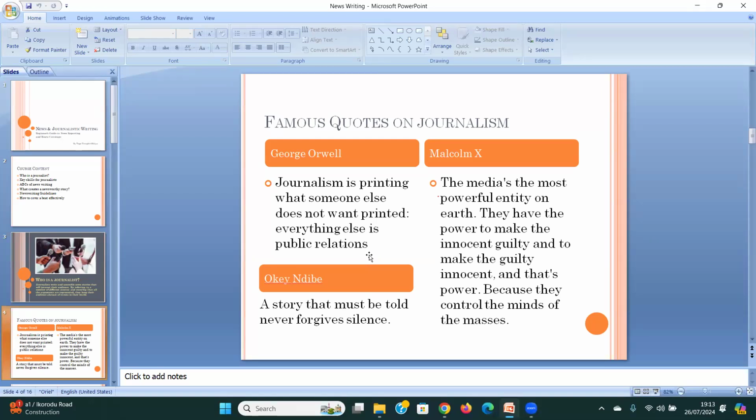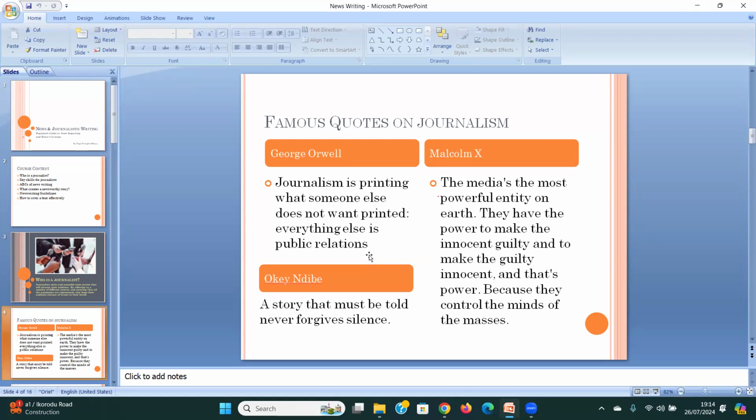Now, this is another definition of journalism coming from another perspective. It's coming from the perspective of those on the outside. George Orwell was trying to define journalism from the perspective of someone inside, someone who is a writer. Now, someone on the outside who is on the receiving end of bad news is viewing journalism and holding media as a whole as a very powerful entity because in the process of doing your job as a journalist, you have the power to make the innocent guilty and to make the guilty innocent.